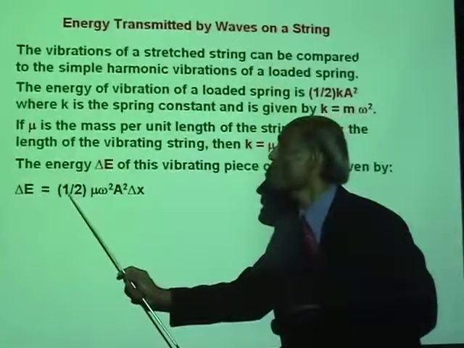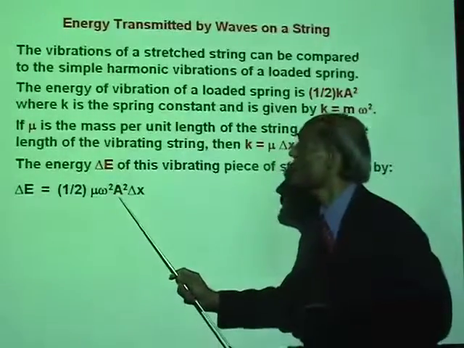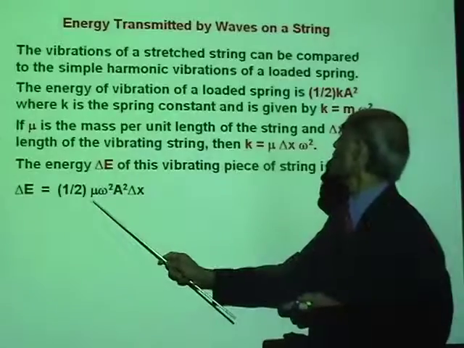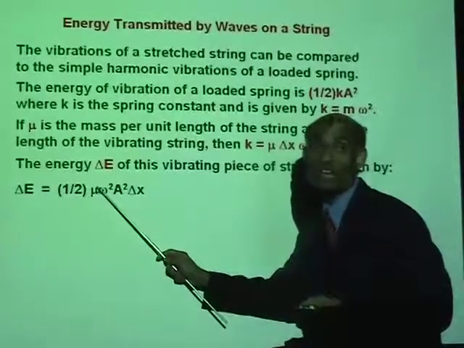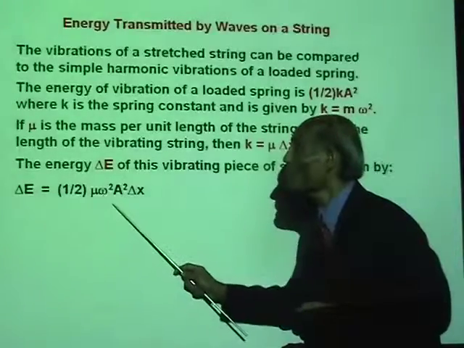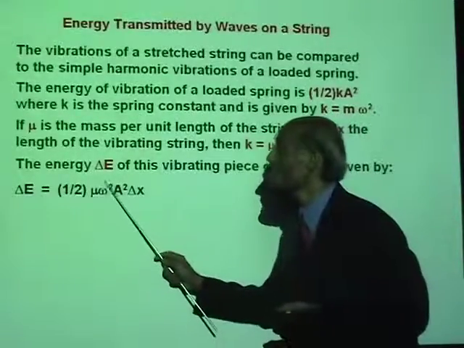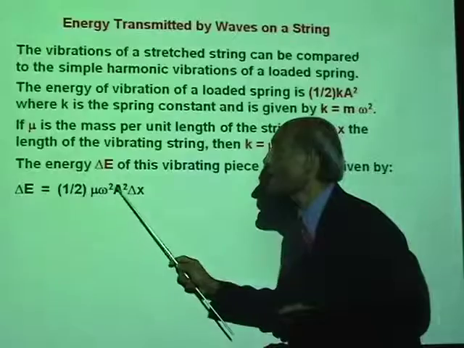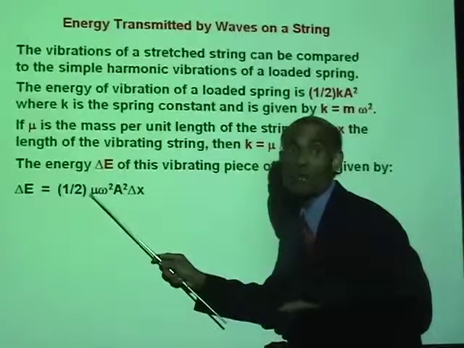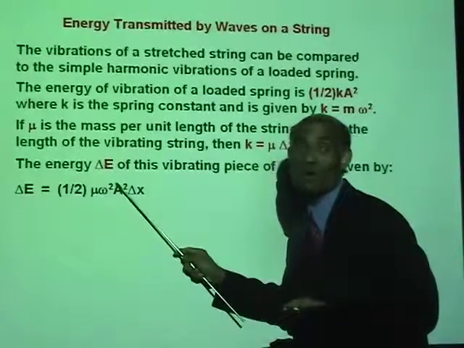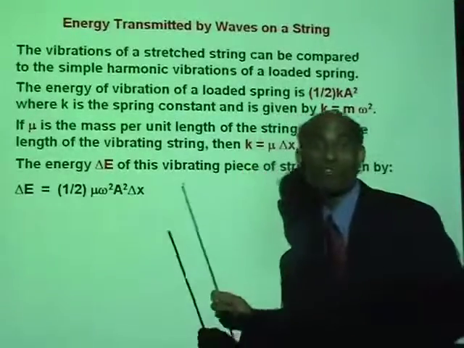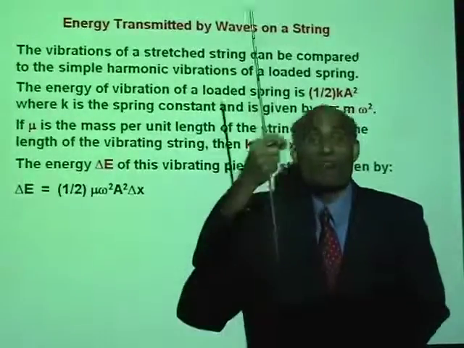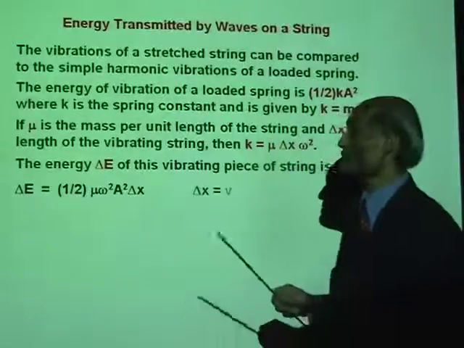So that will be 1/2 K. K is mu omega squared delta x. Watch, I have rearranged it slightly. Mu omega squared delta x stands for K, and Ka squared now becomes mu omega squared A squared delta x. And that is the expression for the energy of vibration of a stretched string.